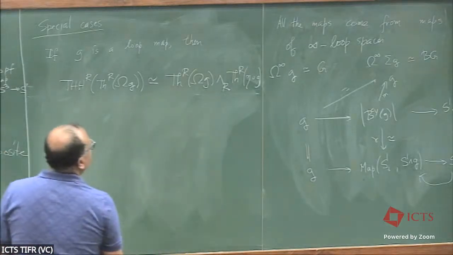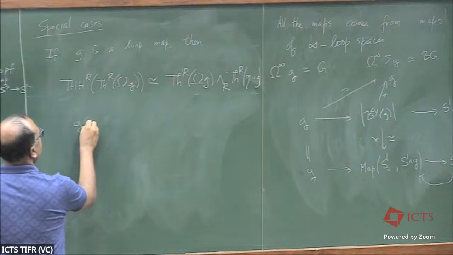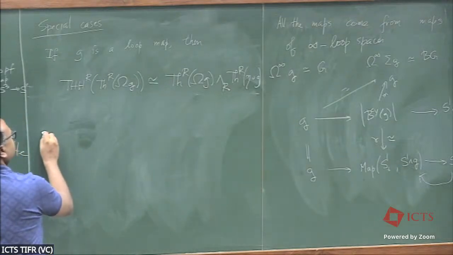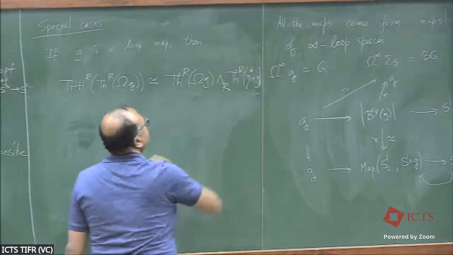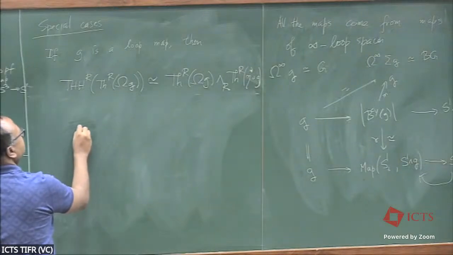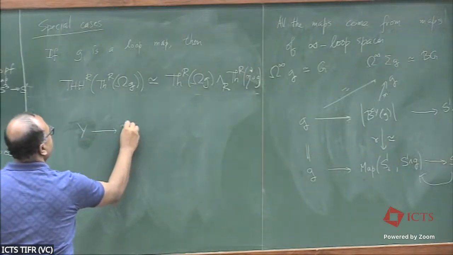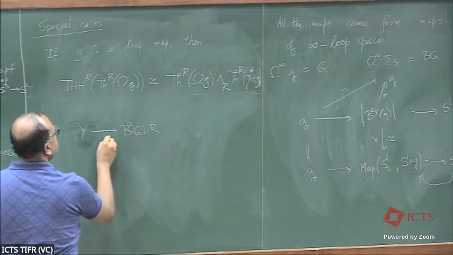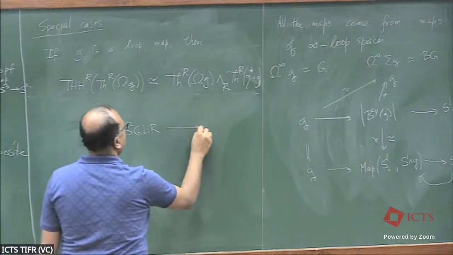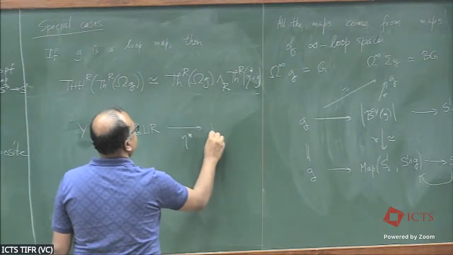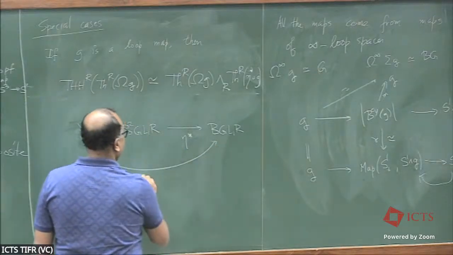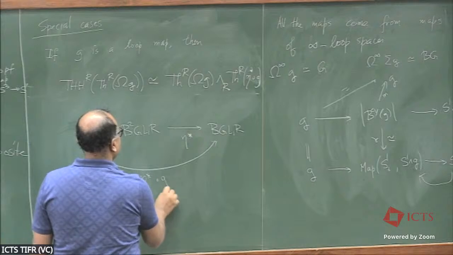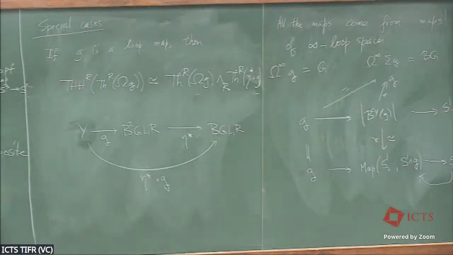See, G goes from Y to B squared GL1R. So what is eta upper star circle G? We should write it like this. So we have Y to B squared GL1R. This is my G. And now I compose it with eta upper star that goes to BGL1. So this is eta upper star circle G. Okay. So this is special case 1.